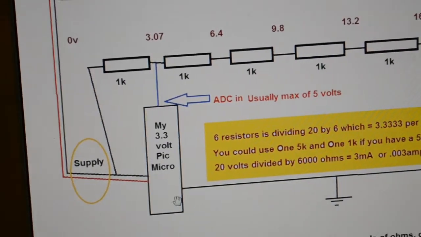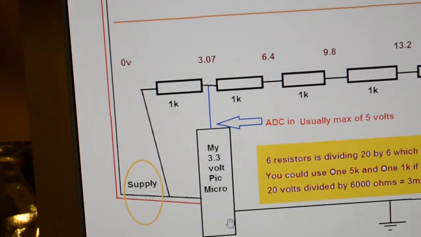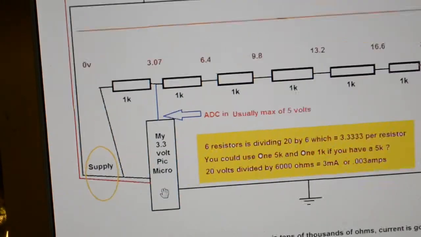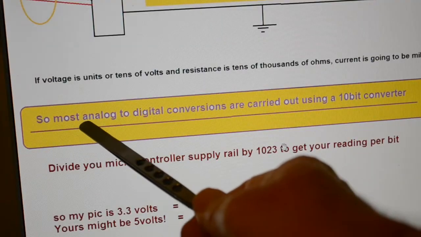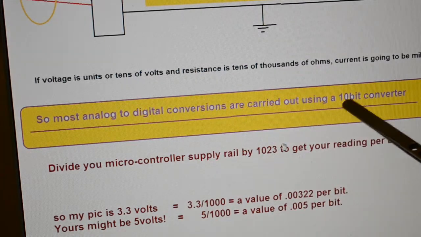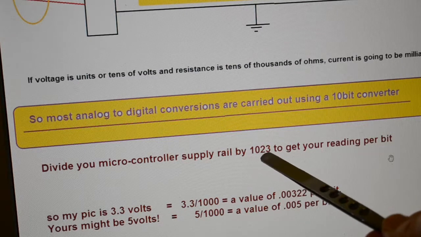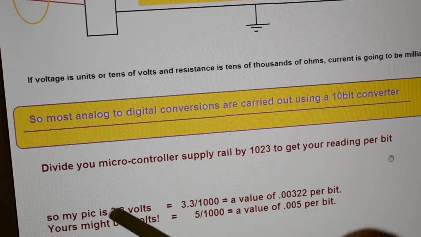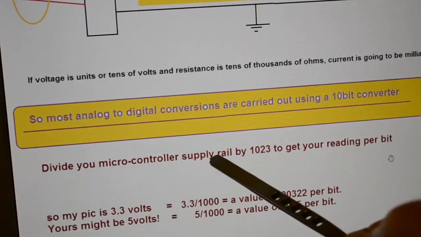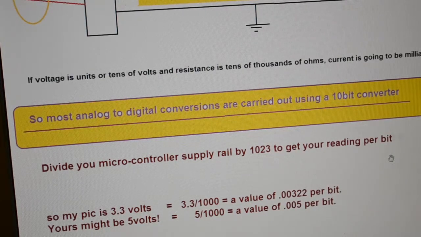So there's my supply, and that's my blue battery, just giving a high voltage in to the PIC micro. Let me move this down. So most analog to digital conversions are carried out using a 10-bit analog to digital converter. So a 10-bit converter gives you a total of 1023 bits per conversion. So what you do is divide your microcontroller supply, the voltage supply rail, by 1023 to get your reading per bit.